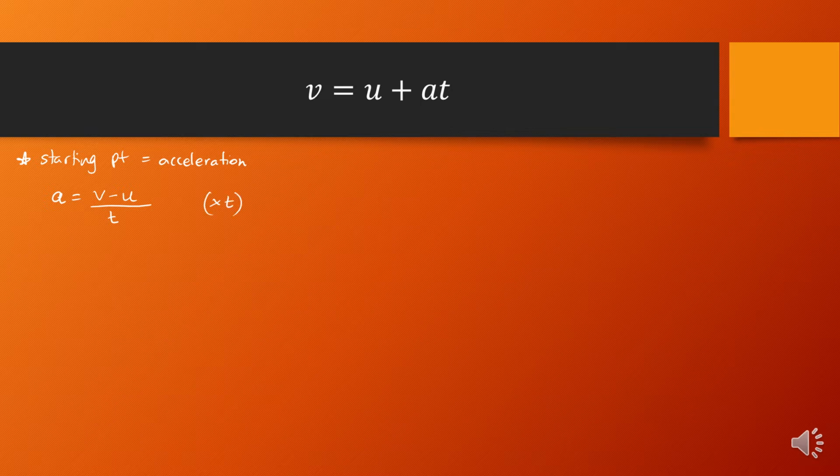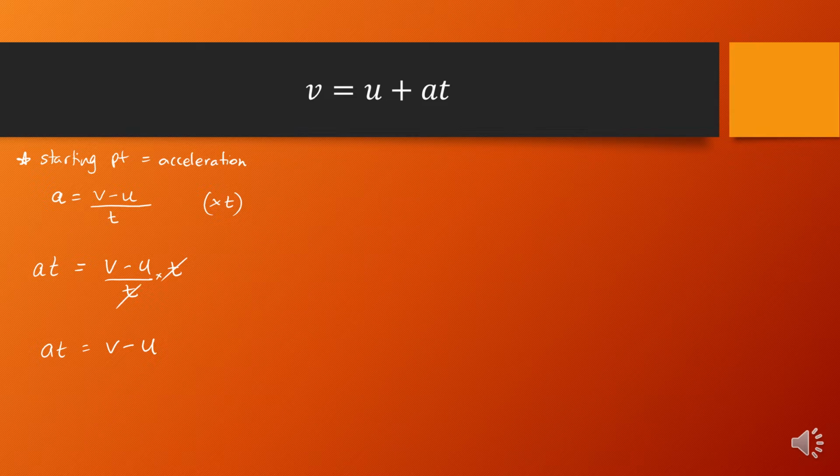Okay, and on the left hand side of that equation we'll get a times t is equal to, and on the right hand side we'll have v minus u over t multiplied by t, which of course will cancel. t divided by t is 1. So we have at equals v minus u. So we are very close to the finished product.